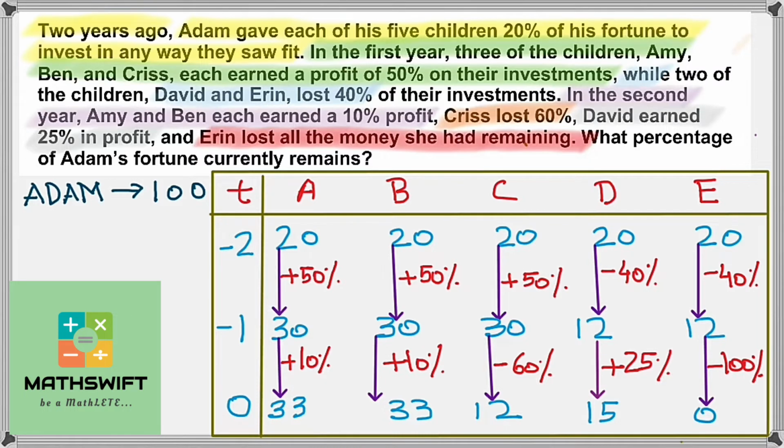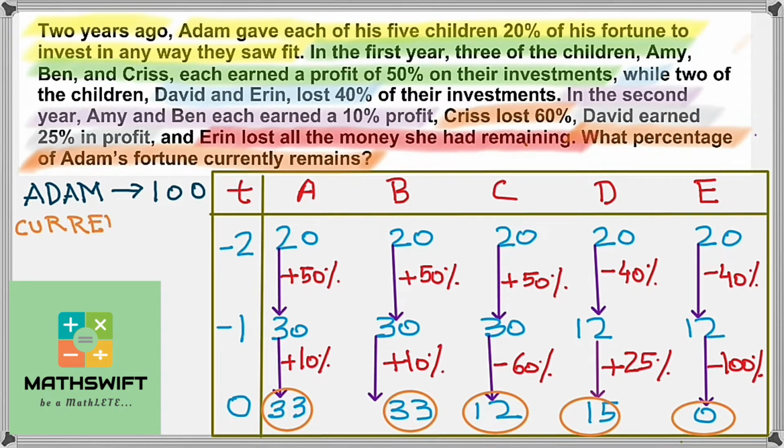So what percentage of Adam's fortune currently remains? Adding all the current amounts, now percentage is nothing but the amount per 100. Since we took the total initial amount, that is Adam's fortune in this case, to be 100, the current total amount, that is 93, is the answer to the question here.